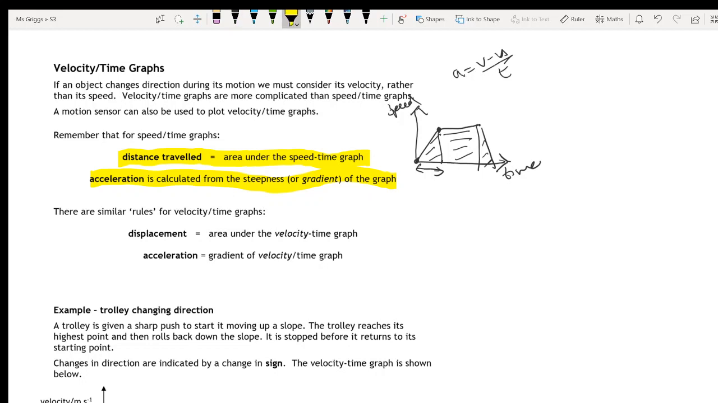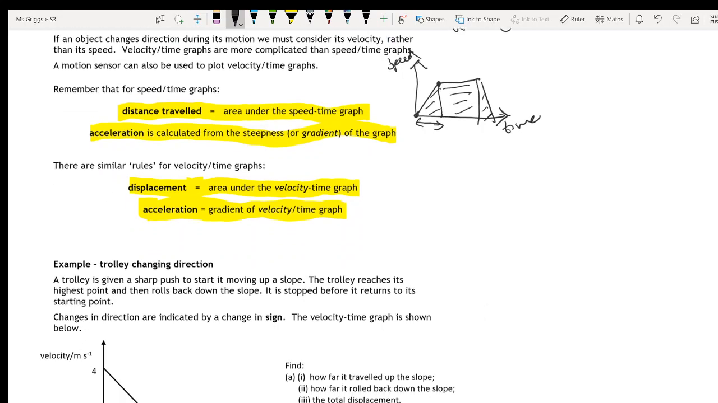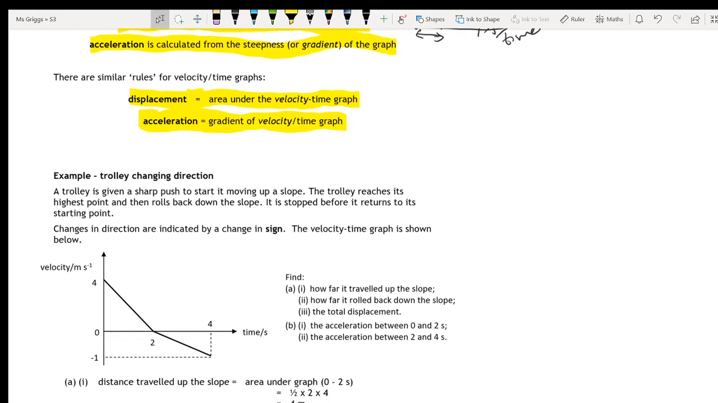The displacement is the area bound by the area under the velocity time graph, and the acceleration is the gradient of the velocity time graph. So it's similar rules, but you'll see there's some slight differences with velocity time graphs that you need to take into account. So, example, a trolley changing a direction.